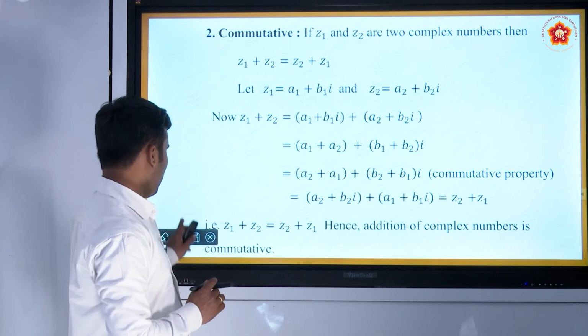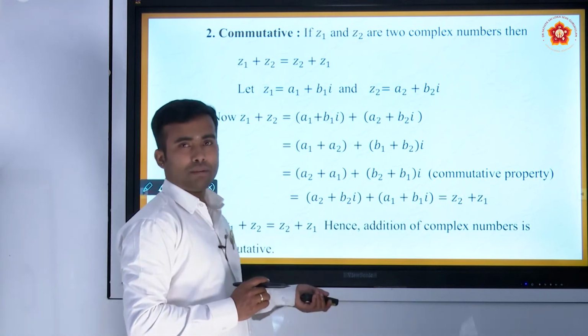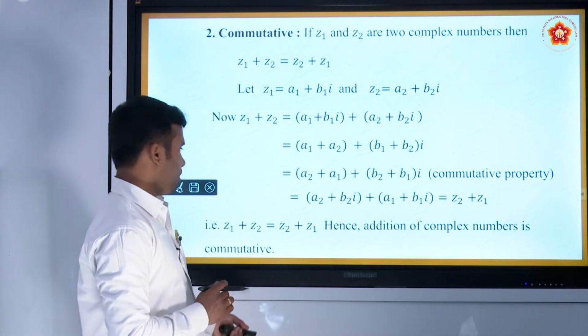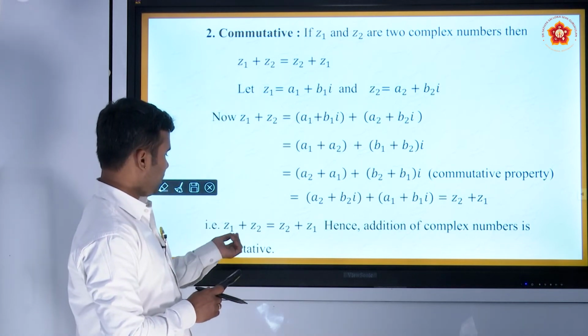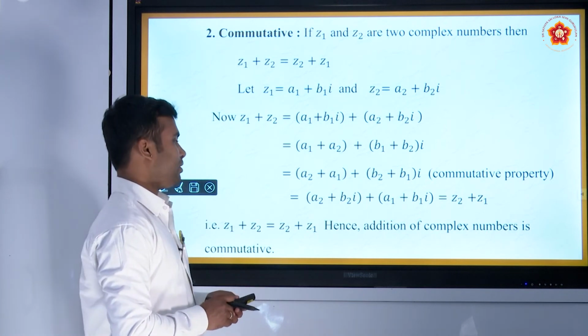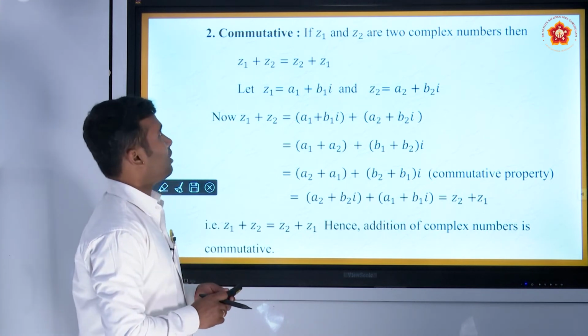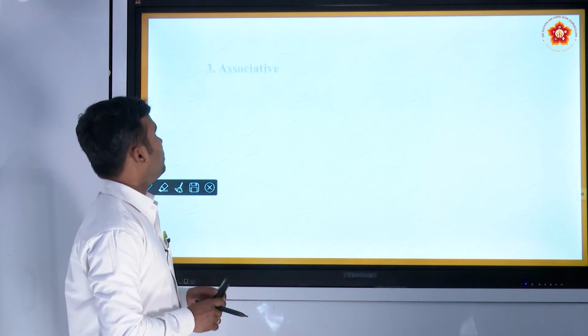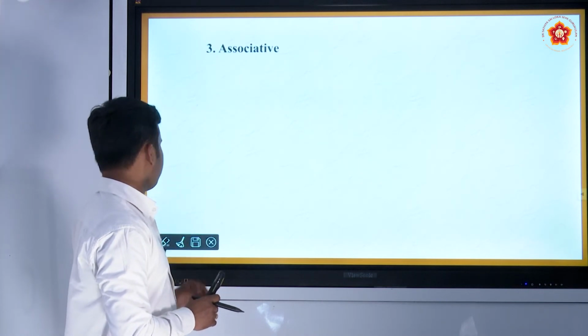Hence addition of complex numbers holds good. Hence we can say that z1 plus z2 is equal to z2 plus z1, which is commutative. Okay. Next we have a third property, which is associative.